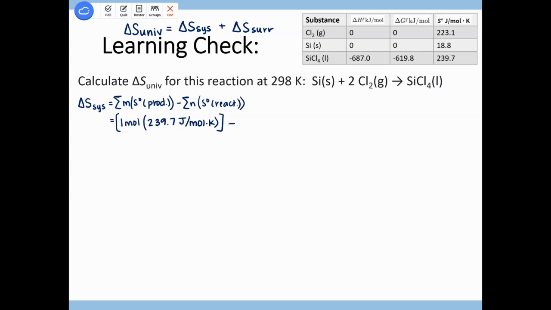For each of these, I'm going to write out the units for the first part of it, and then I'll leave units out just for space. But seeing the units here, we have moles times joules per mole times Kelvin. This means our final unit should be joules per Kelvin. We're canceling out moles. So that's our only product, and then we do the same thing for the reactants. So 1 mole of silicon times its standard molar entropy, 18.8, and then add 2 moles of chlorine times its standard molar entropy, 223.1.